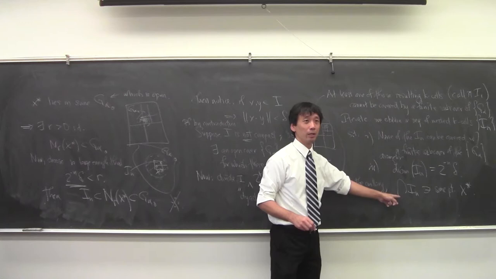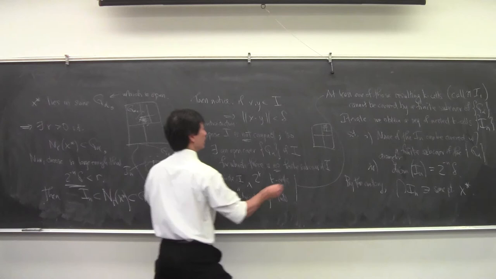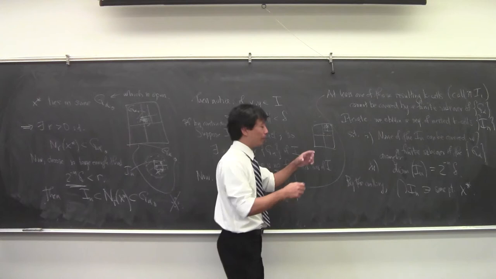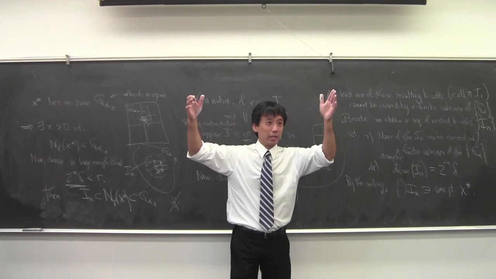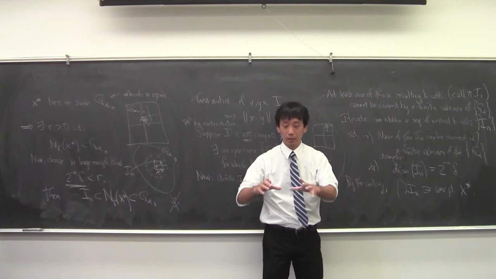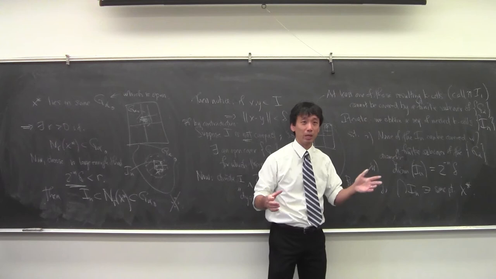We get this point x star. X star is just a single point, right? It must lie in one of the elements of the cover. But the cover is open, so that means it lies inside of some ball inside of the cover. But the I sub n's are shrinking down to zero; their diameters are shrinking down to zero. So just go far enough down that you've got the I sub n that lies inside of that ball, but that means it's covered by that ball. Contradiction, because none of the I sub n's were supposed to be covered by a finite number of sets, let alone one.